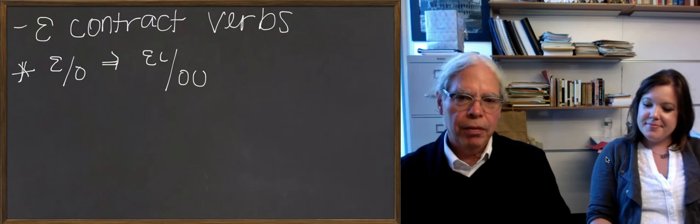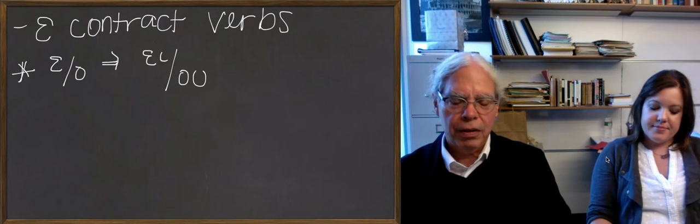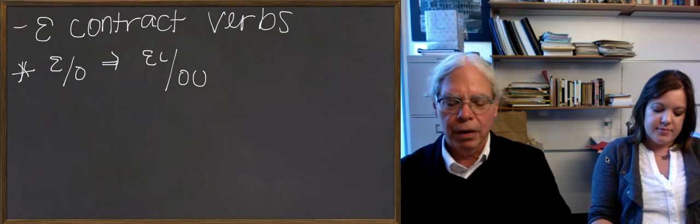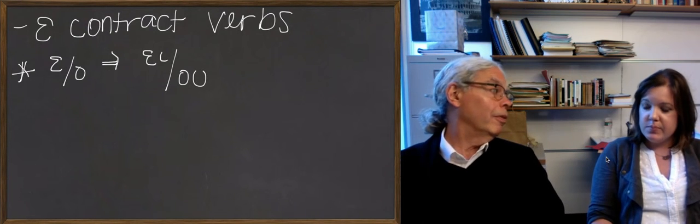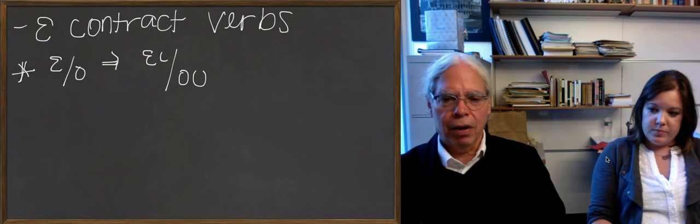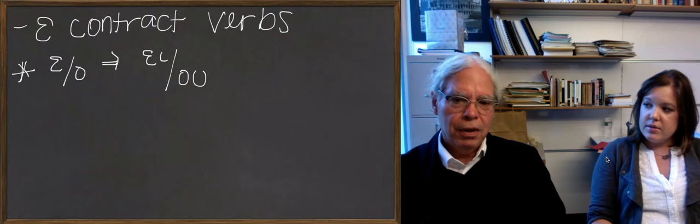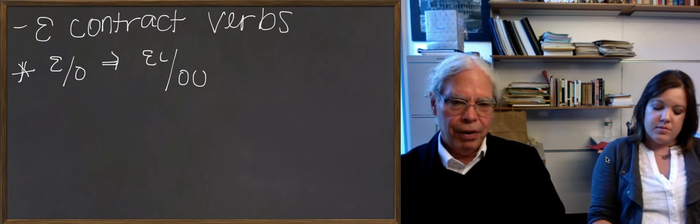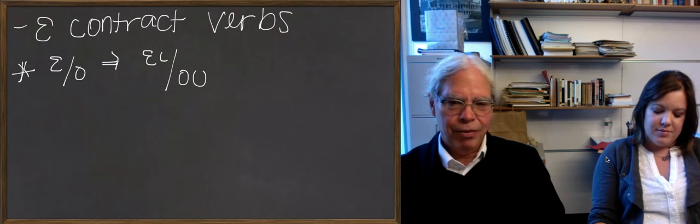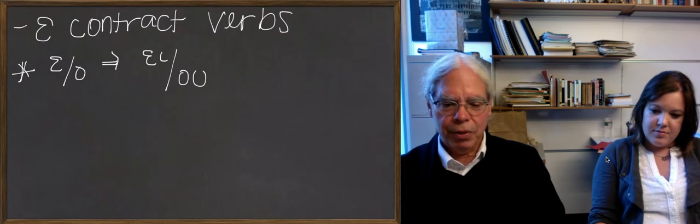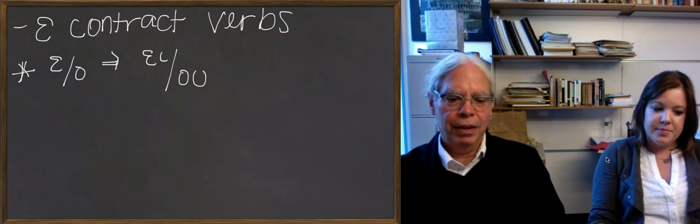We're talking about the second type of contract verbs. We talked about the alpha contract verbs. The epsilon contract verbs are the ones that are derived from second declension nouns, of the type logos or philos. Unfortunately, the book chooses as its example a verb that has no known noun from which it is derived, but generally speaking, that's what they come from.